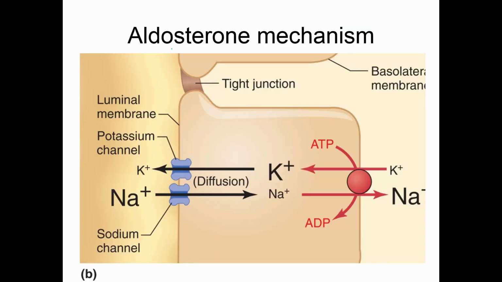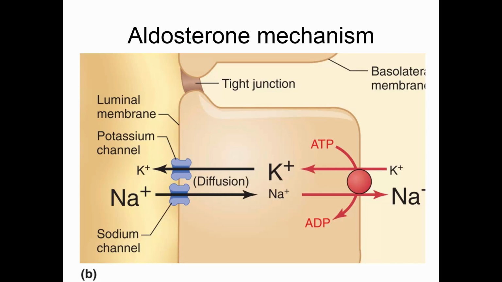So aldosterone is a steroid. And we are going to talk about steroids later in the semester, but maybe you learned in some of your other courses that steroids promote gene transcription. So aldosterone is going to find an aldosterone receptor. Aldosterone and its receptor are going to go into the nucleus and cause the transcription of genes that are going to support the kind of transport that we want.